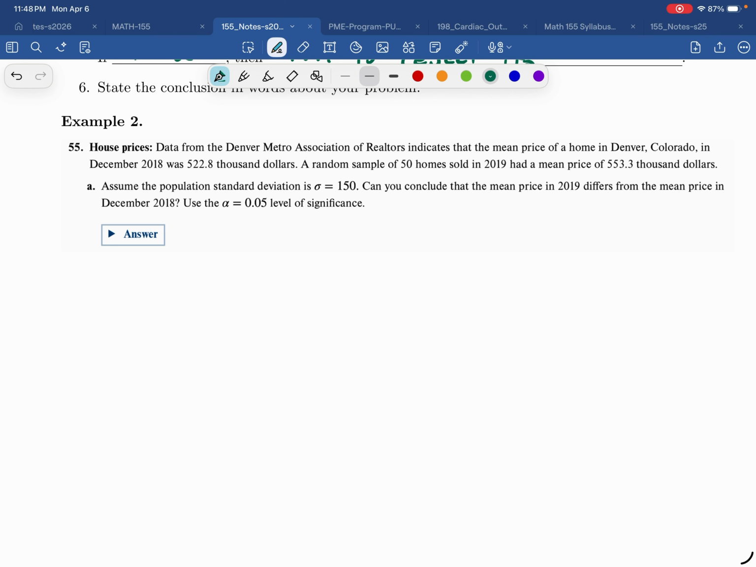We have data, blah, blah, blah, blah. December 8, 2018 suggests that this was the deal. Okay, random sample of 50 homes had a sample mean of that. Okay, so again, suppose we unrealistically make an assumption about sigma equals, in this case, 150. Can we conclude that the mean price in 2019 differs from the 2018 price? Now, note that word differs.